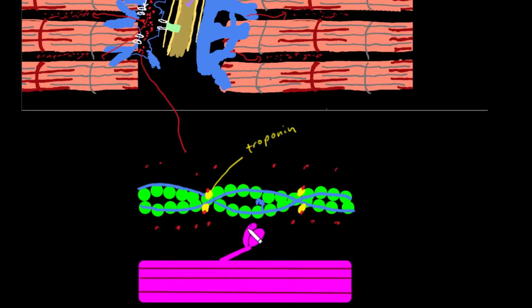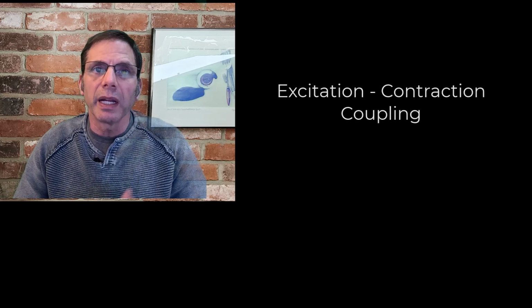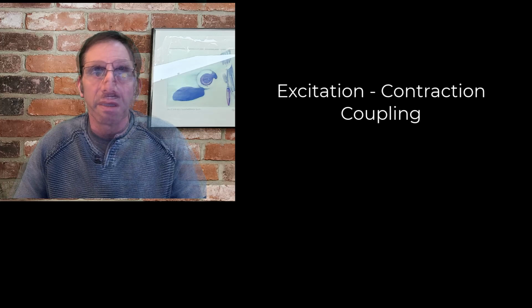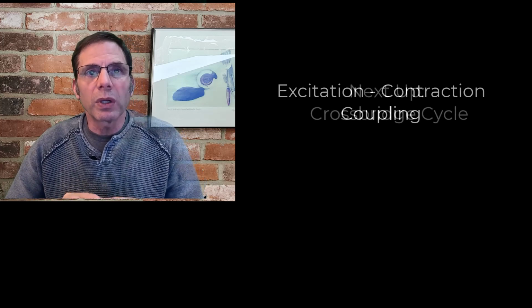Remember that myosin is a motor protein in the thick filament that uses energy from ATP to grab the thin filament and move it towards the center of the sarcomere. This shortens the sarcomere, which shortens the myofilament, which shortens the muscle organ. The process linking the electrical change at the motor end plate to contraction is called excitation-contraction coupling. In the next video, we're going to look more closely at how calcium binding to troponin causes muscle contraction.